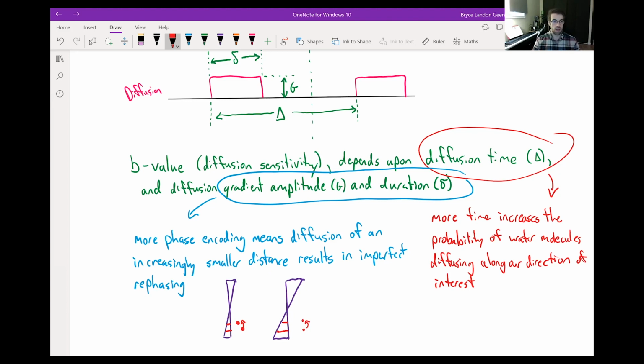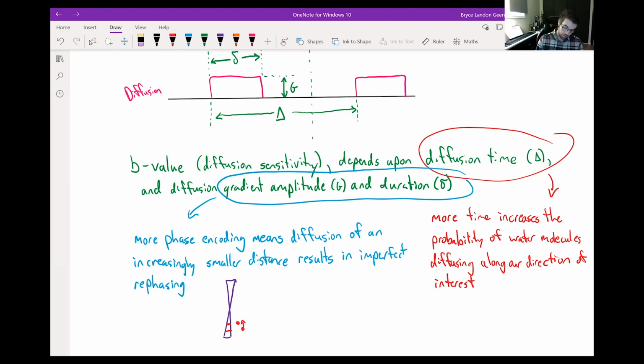So diffusion time will give you increased probability of water moving far enough along the gradient, whereas modifying the gradient itself will determine how far a water molecule needs to diffuse before its phase is not reversed correctly and results in signal dropout. So there's two ways of encoding diffusion weighting in your images.